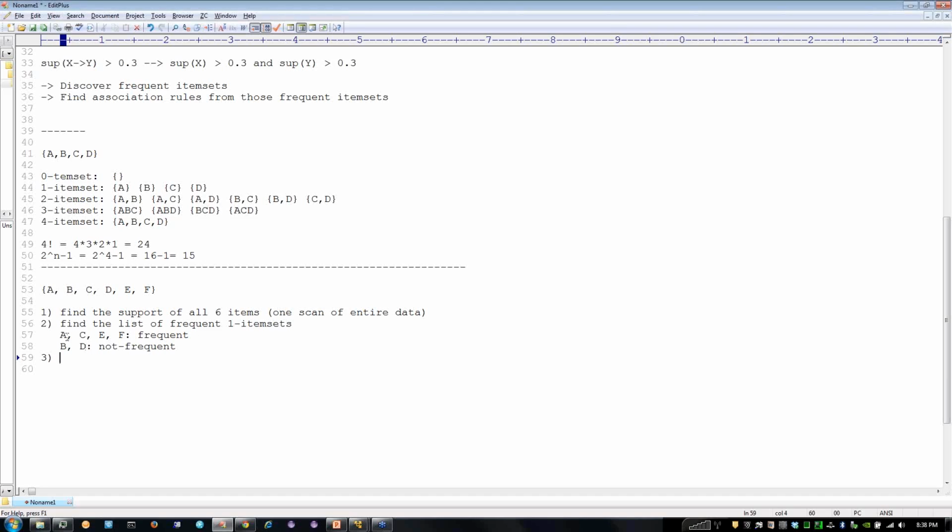So if I know that these 4 are frequent and these 2 are not frequent, can you list the 2 item sets that we need to evaluate? Like for example, should I evaluate AB? No, because B is not frequent. Can I evaluate CD? No. Can I evaluate EF? Yes. Okay. So I mean, you understood the concept. Now, can you list out all the 2 item sets that need to be evaluated?